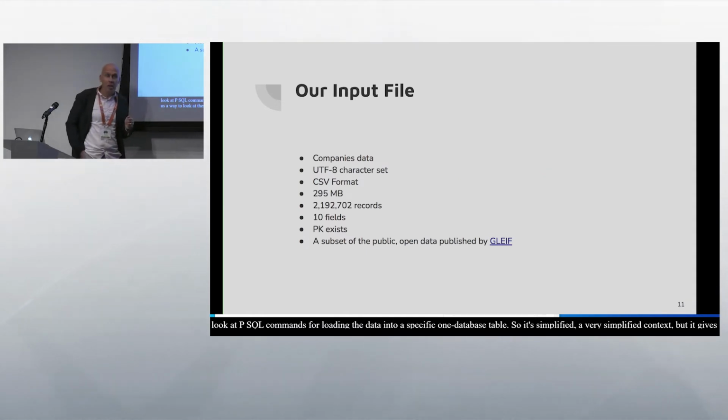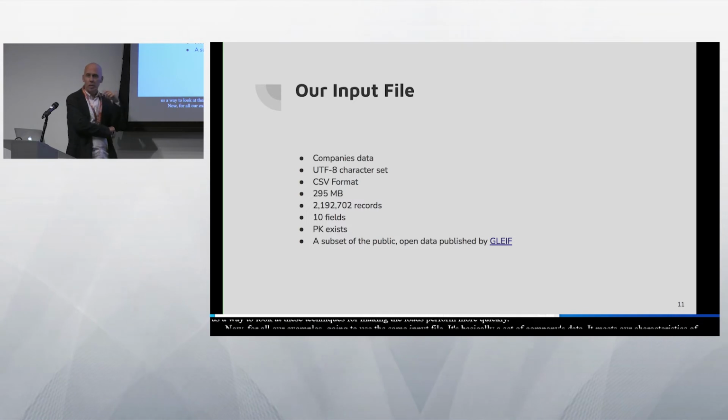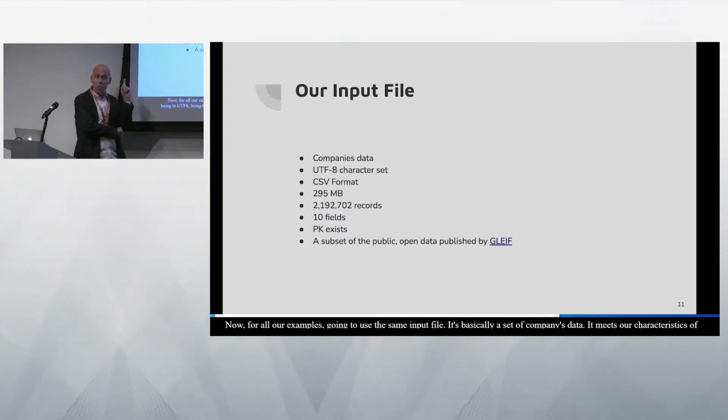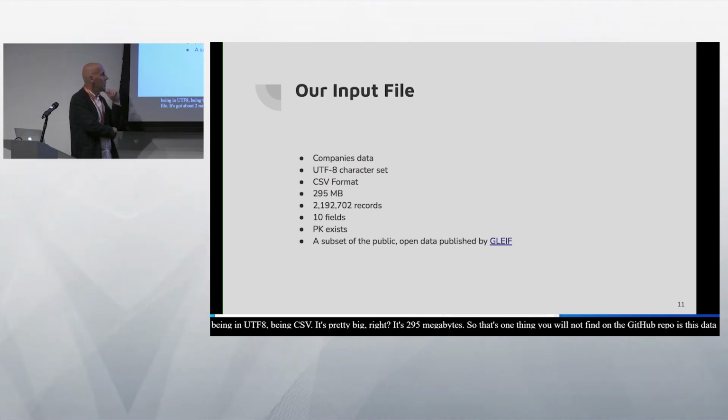Now, for all our examples, we're going to use the same input file. It's basically a set of companies' data. Again, it meets our characteristics of being in UTF-8, being CSV. It's pretty big, right? It's 295 megabytes. So that's one thing you will not find on the GitHub repo, is this data file, right? It's got about 2 million records in it. It's got about 10 data fields. It has an ID field, so it has a primary key field, right? And it's actually a subset of public open data published by an organization called GLEIF, which is, yes, question?